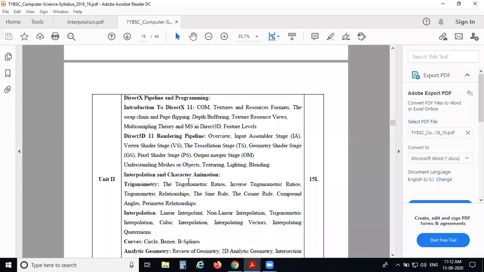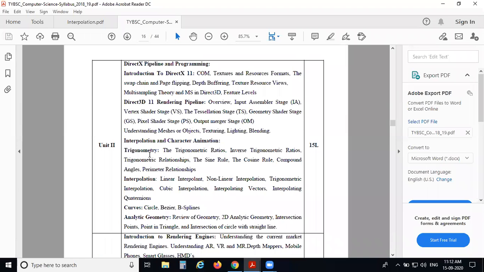Hello everyone. In today's lecture, we study the chapter trigonometry in unit 2. In the last lecture, we studied texturing, lighting, and blending concepts. The next chapter is interpolation and character animation. In that, first of all, we study trigonometry.